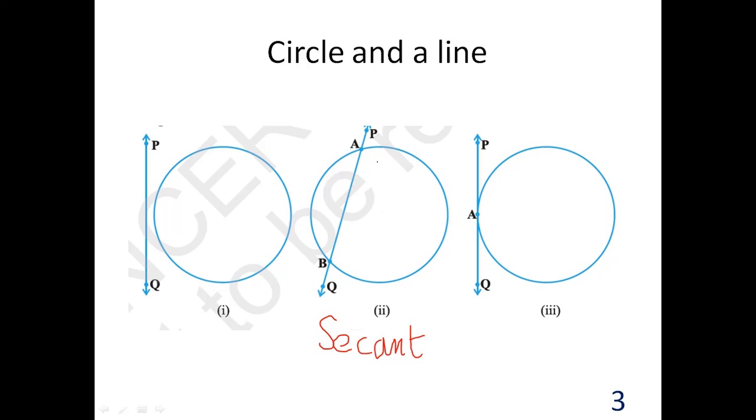This is a line which is intersecting a circle at two different points, two distinct points. Whereas PQ is touching or intersecting the circle at exactly one point. Therefore, this one is called a tangent. Tangent and circle have only one point in common, and that point is called the point of contact. The point where a tangent touches the circle is called the point of contact.